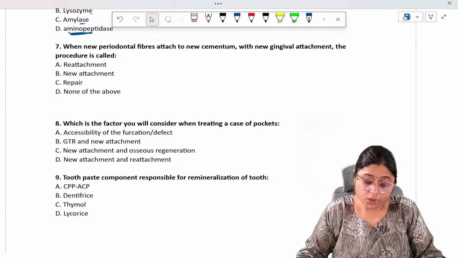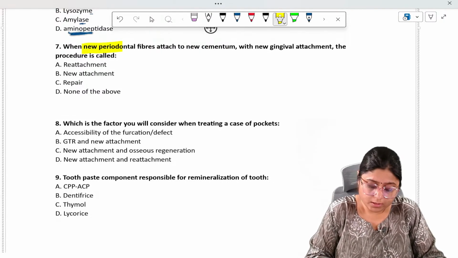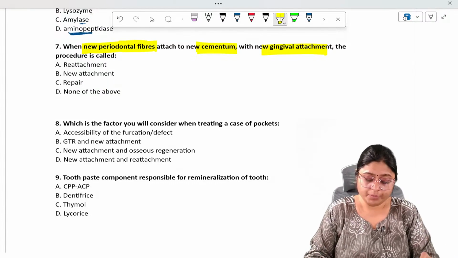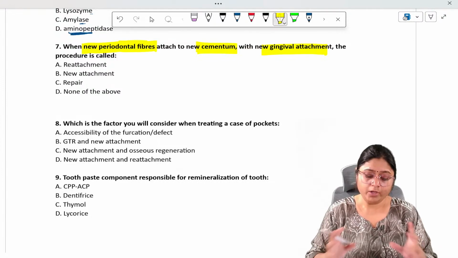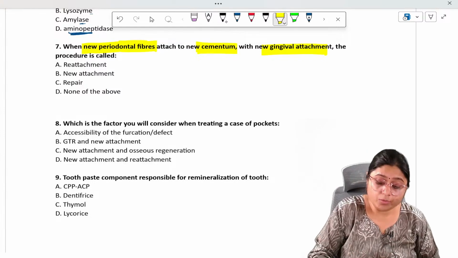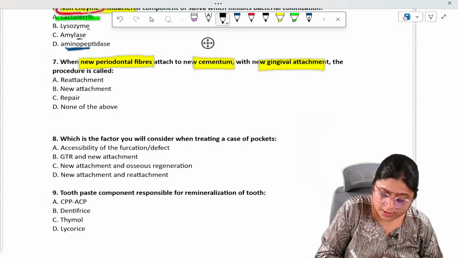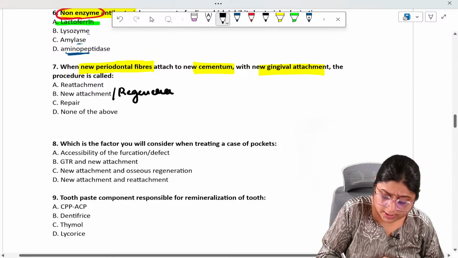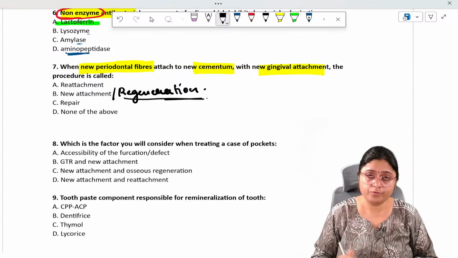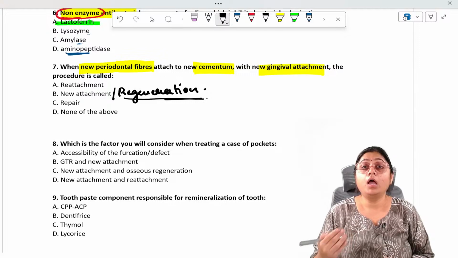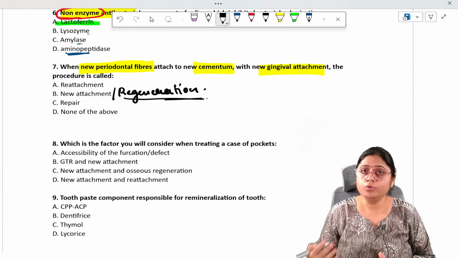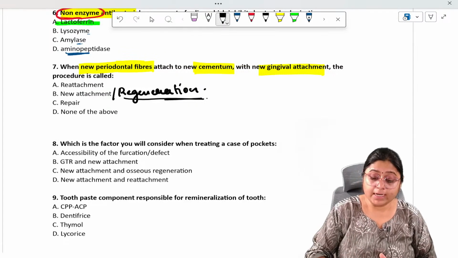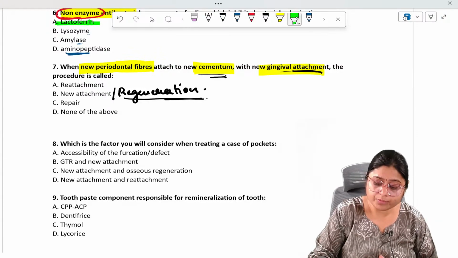Okay, so now the 7th question is, when new periodontal fibers attach to new cementum with new gingival attachment, the procedure is called option A, reattachment, option B, new attachment, option C, repair, and option D, none of the above. So here, remember that new attachment and regeneration are the same thing. They are not different. In new attachment and regeneration, we are forming new connective tissue, new bone, new PDL fibers. So new PDL fibers attached to new cementum with new gingival attachment is called new attachment. The answer here is new attachment.